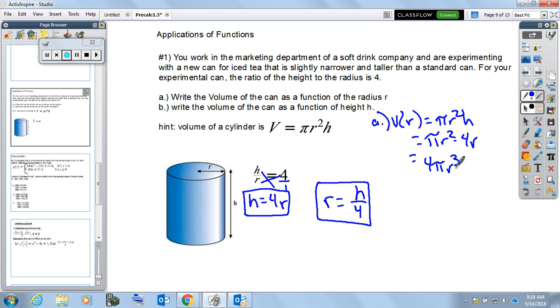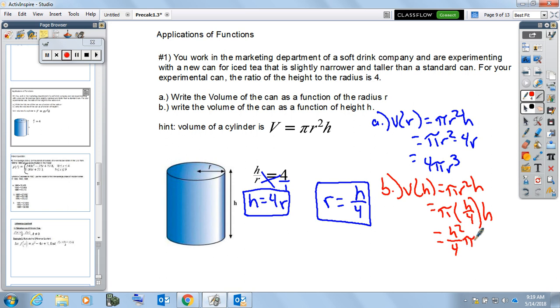Now you can probably guess what's coming up next for part B, that same kind of example. Let me change some colors here. For part B, we want V of h. Again, we know that it's pi r squared times h, but I can only have h in there. But I already know that r, as a function of h, is h over 4. Now I've got h only as my variable. And now I'm looking at h squared over 4 times pi.